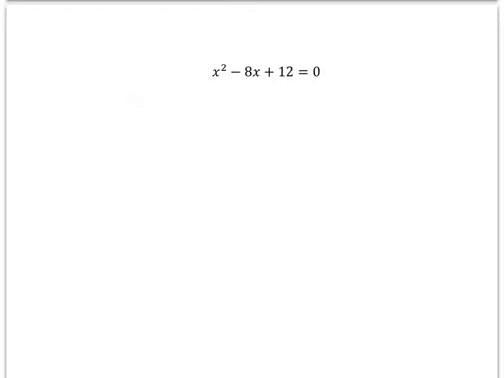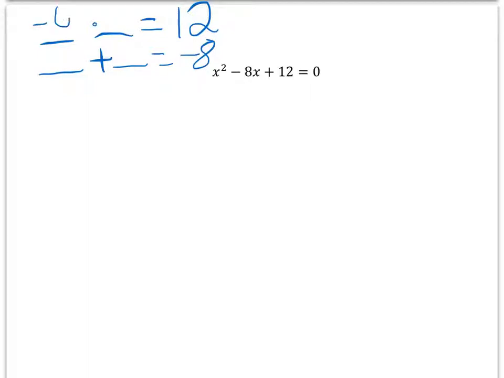So here's our first example, x squared minus 8x plus 12 equals 0. The first thing we want to check is, is one side of our equation equal to 0? Yes, it is. So we can go ahead and start factoring. This is a trinomial, so we need to think of something times something equals a times c, which is 12. Something plus something equals negative 8. And those two numbers are negative 6 and negative 2.